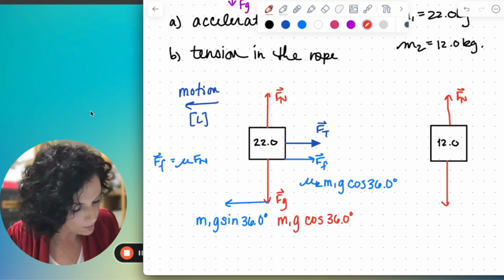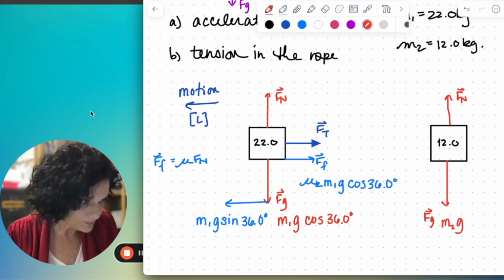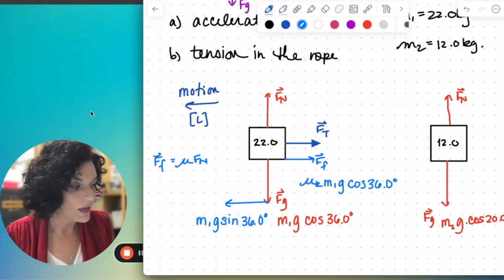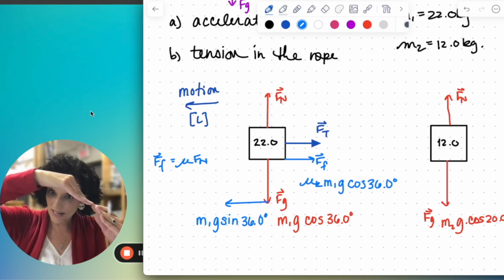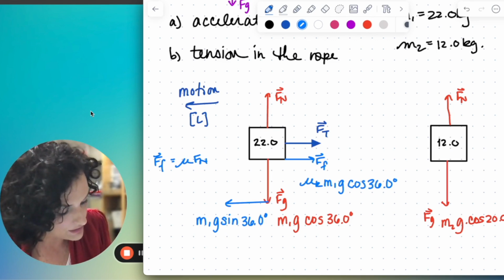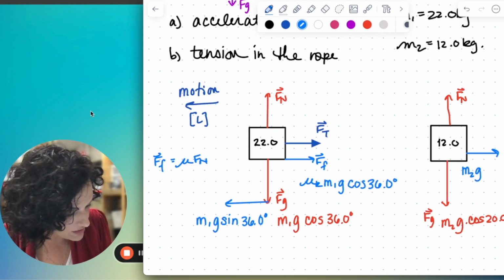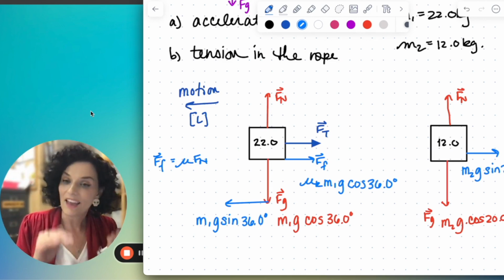Here's my FG, and remember, this is going to be M2G cosine 20 degrees. And then my X component to that, again, it's sliding like this. Gravity's going to want to take it down in this direction here. So that means I'm going to have an FG to the right, and that's going to be M2G sine 20 degrees. Okay, I think I've got everything all mapped out.